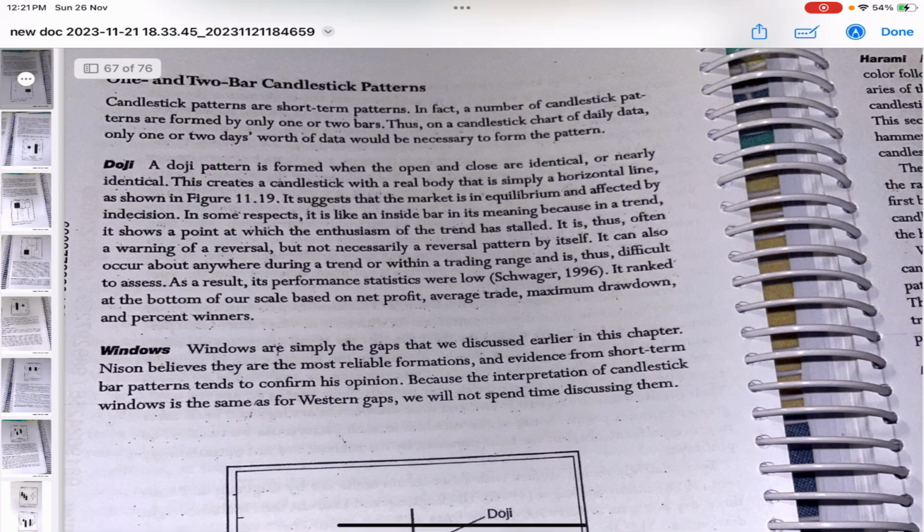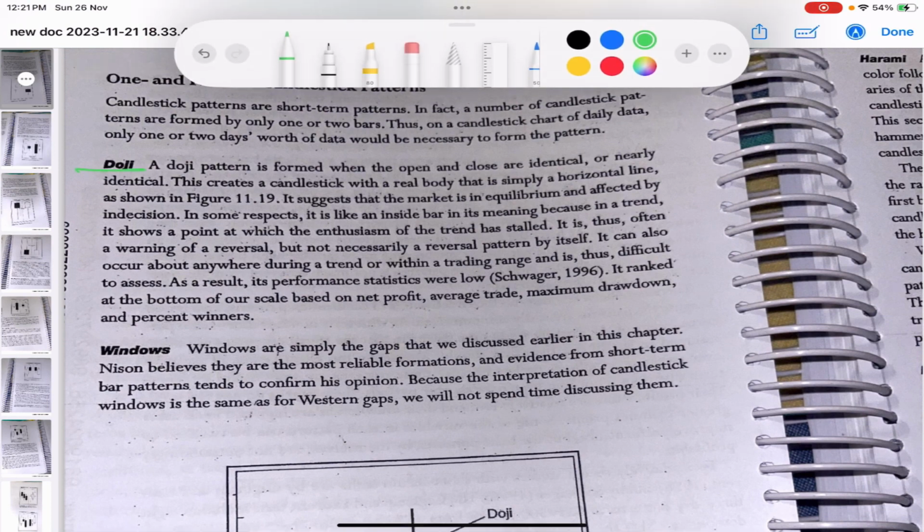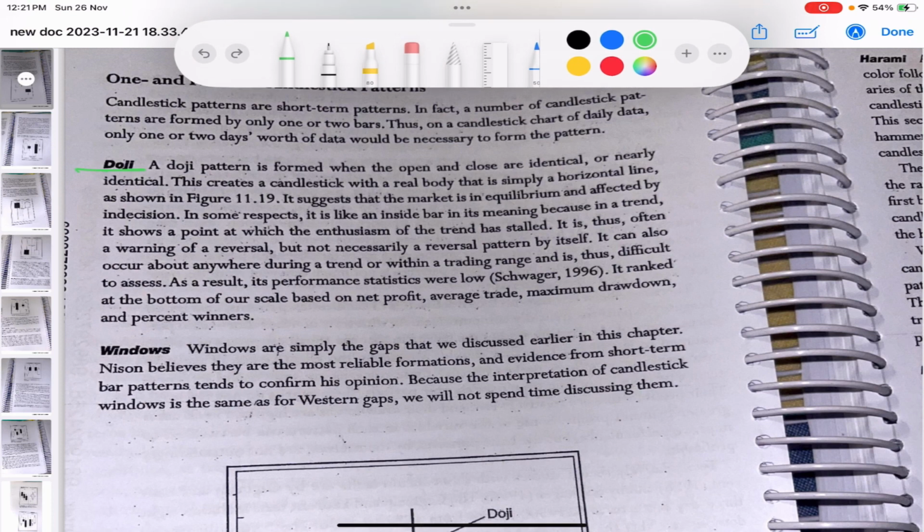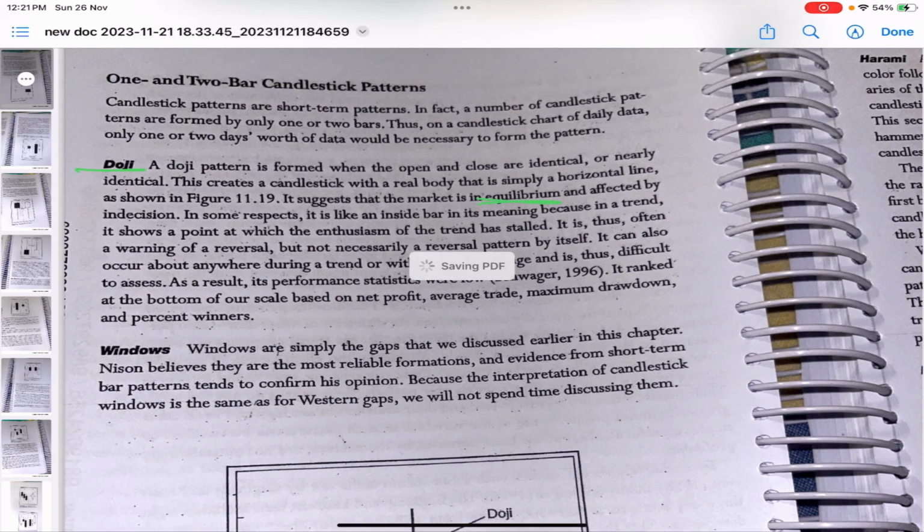Now starting with something which is known as a doji candle. A doji candle is something like this, and it opens and closes at the same place, and the wicks are usually of the same size. So that means that wherever it opened, no matter where it went, it closed at the same place. So that is basically showing a state of equilibrium, and which is why it is known as a doji.